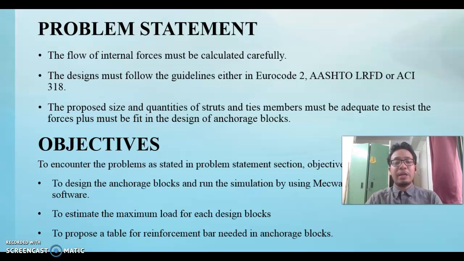To address the problem stated in the problem statement section, the objectives of this project are, first, to design the anchorage block and run the simulation by using software, either Midas or Strut and Tie. Second, to estimate the maximum load for each design block. Third, to propose a table for the reinforcement bars needed in anchorage blocks for future purposes.